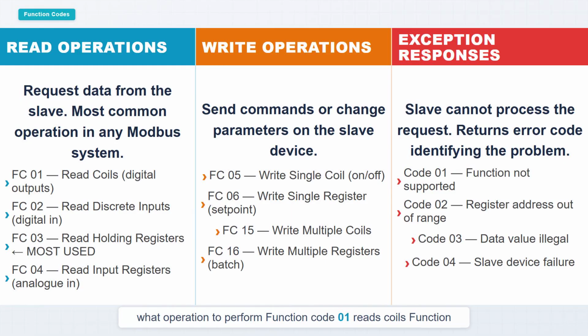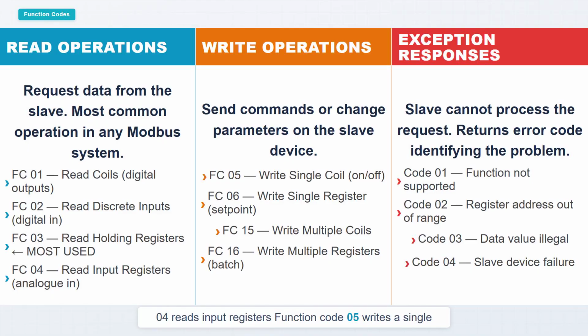Function code 01 reads coils. Function code 02 reads discrete inputs. Function code 03 reads holding registers, the most common request in industrial systems. Function code 04 reads input registers.